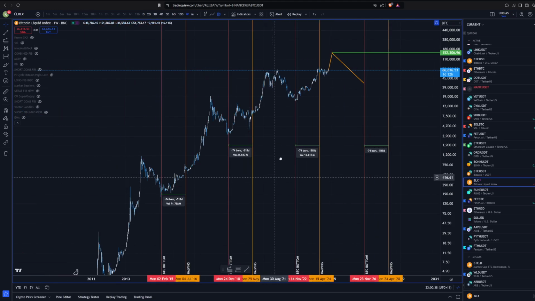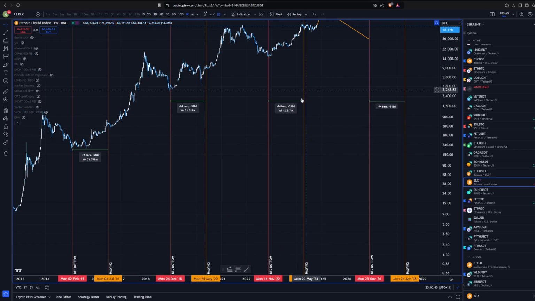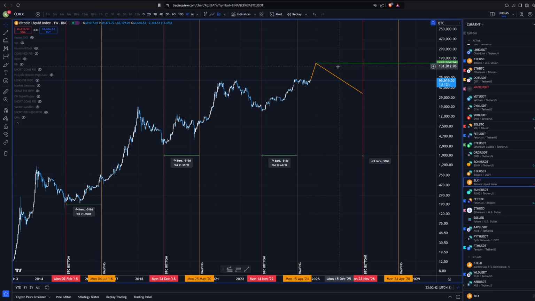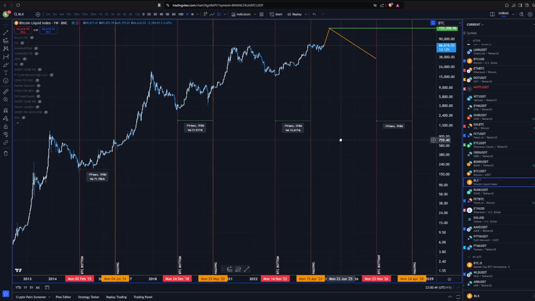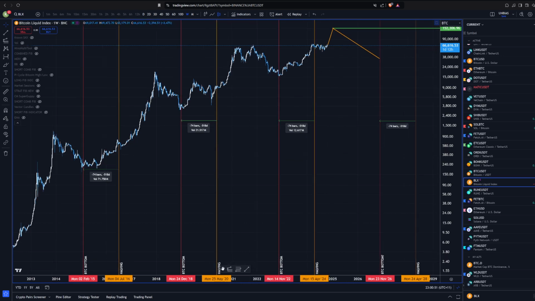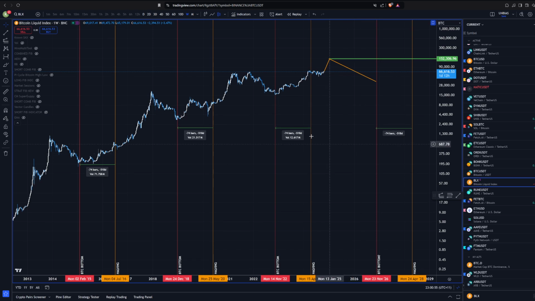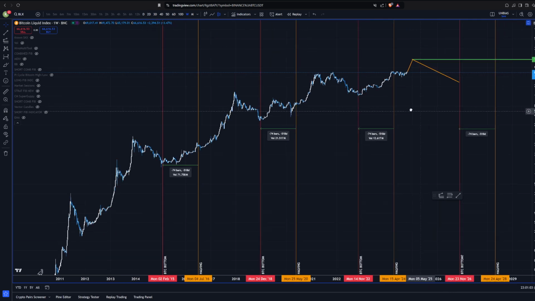How's it going? I'm going to go through the suspected top of this cycle, when that might occur, and also when the bottom will occur next. And I think a good starting point is understanding where the previous halvings occurred. I've marked them roughly on the chart here as the orange lines you see on the screen.